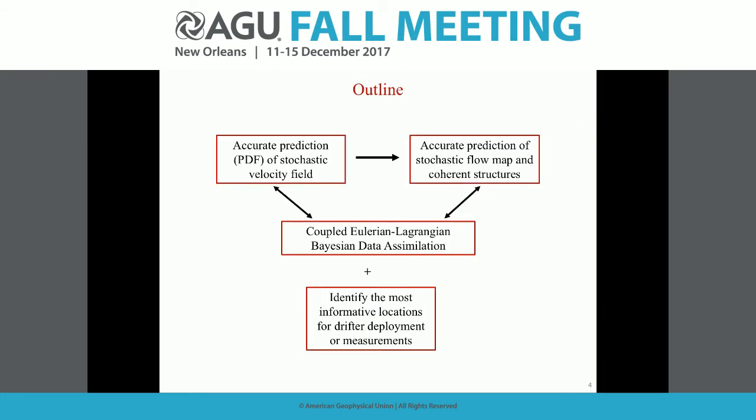So the outline of my talk: in the beginning, I'll talk about accurate predictions of Eulerian and Lagrangian variables and how you can perform the assimilation. Another question that we'll try to address is, can we identify good locations for making measurements or even deploying drifters from?